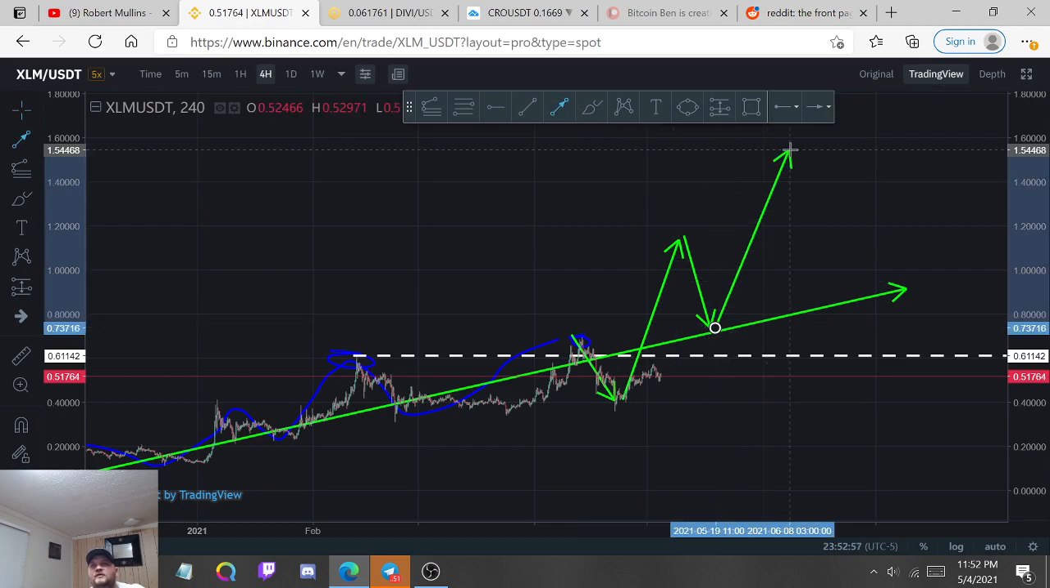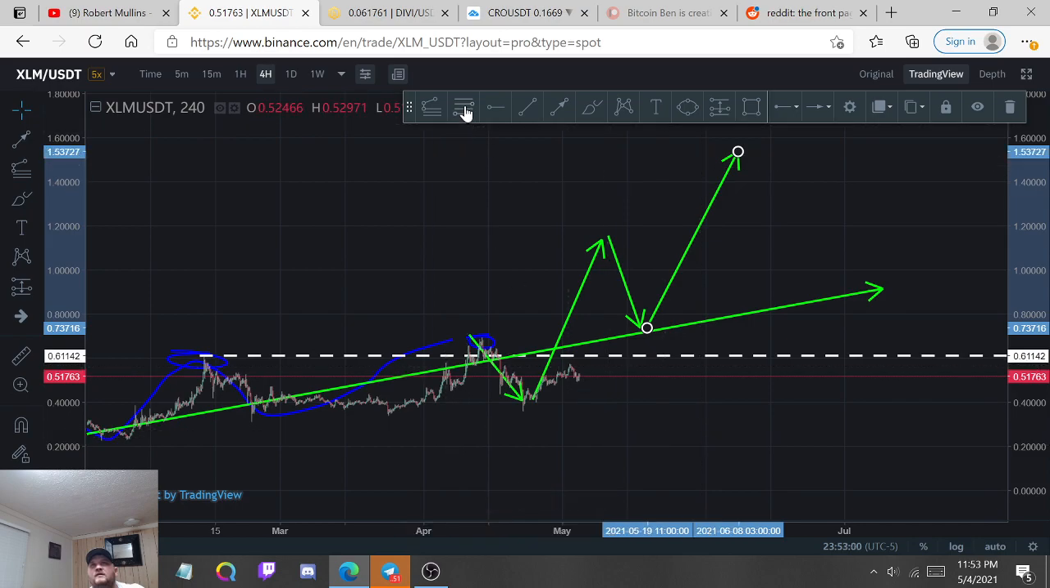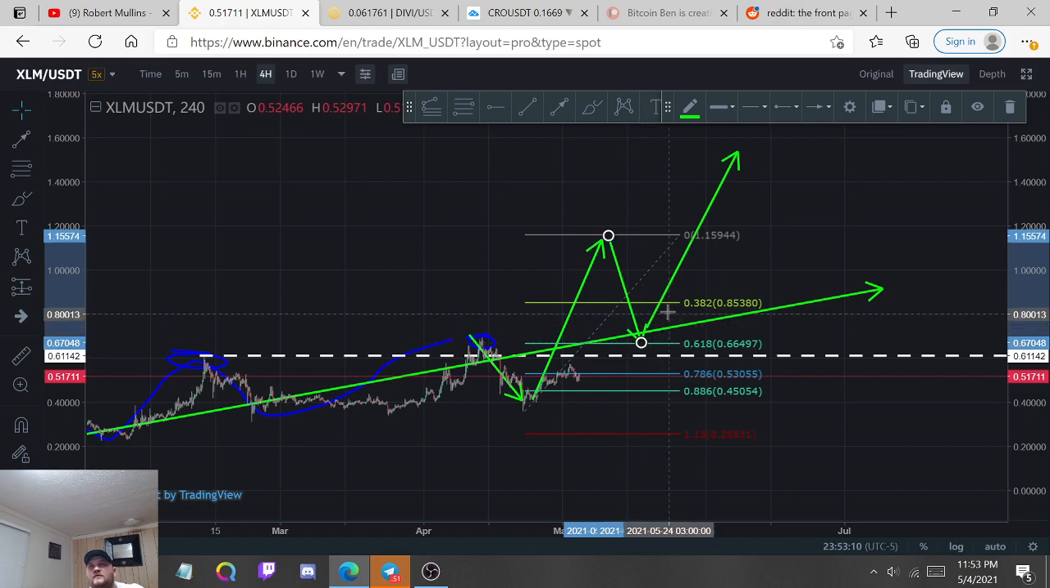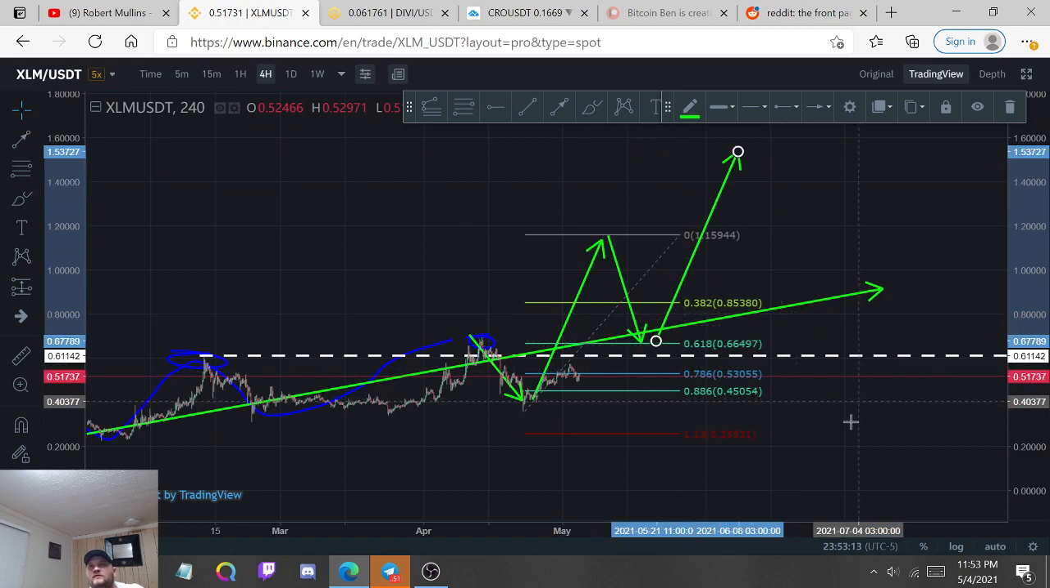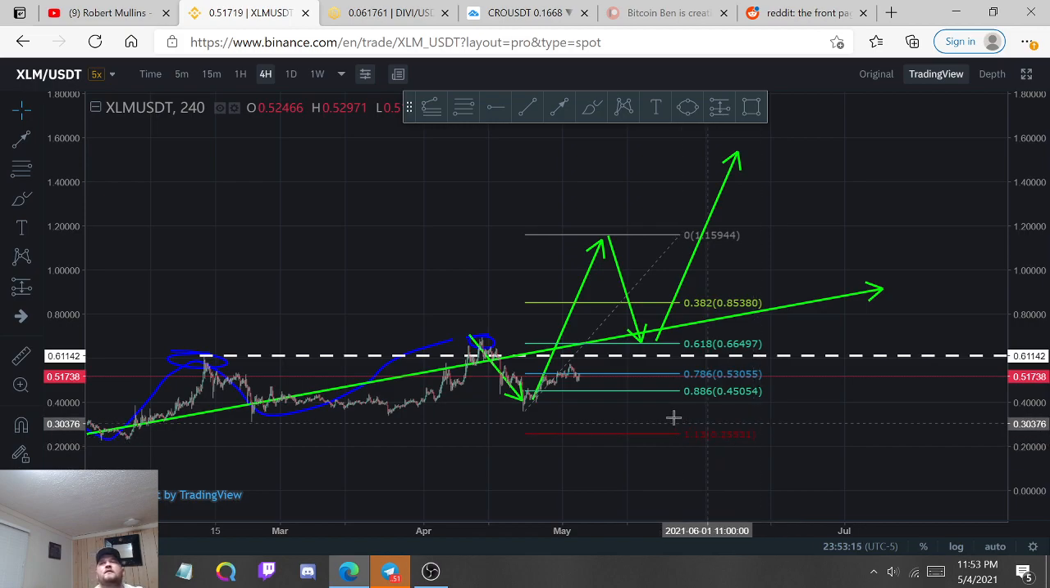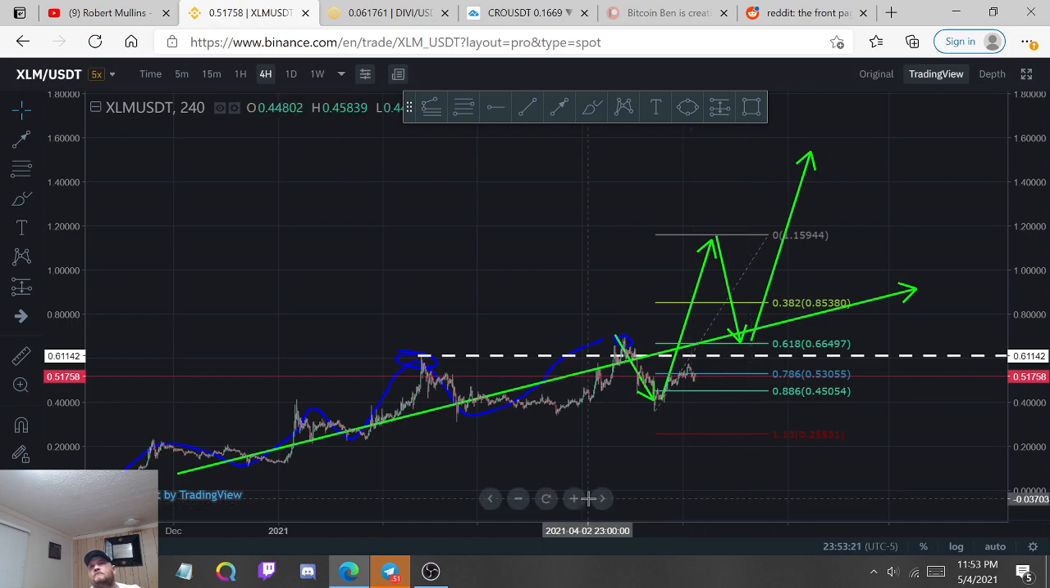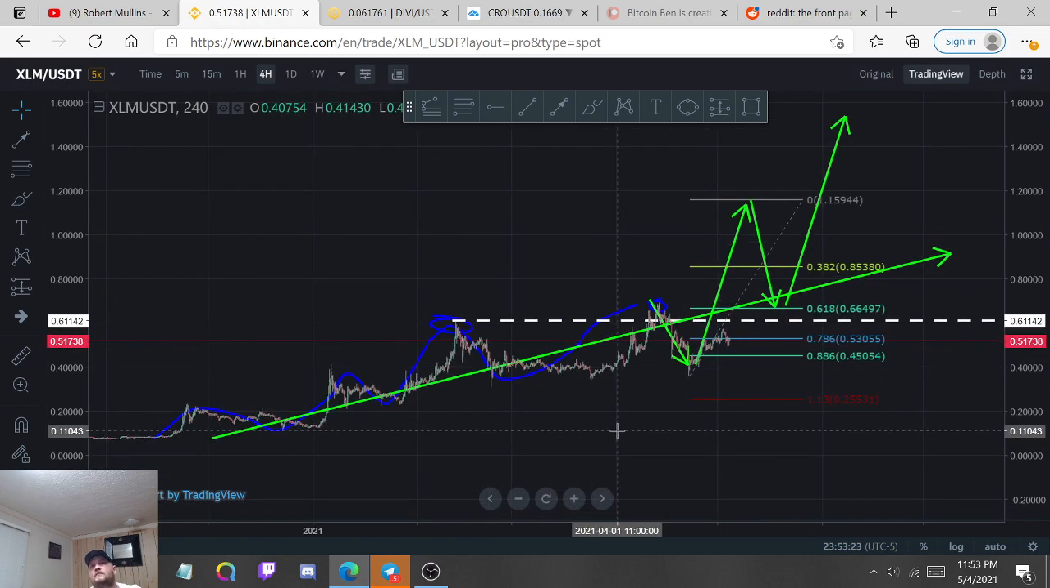If it does do something like this, then we would know this could be our low, this could be our new high, this would be our pullback to 61.8, because it would give us the best risk to reward. That's really all I got for XLM.